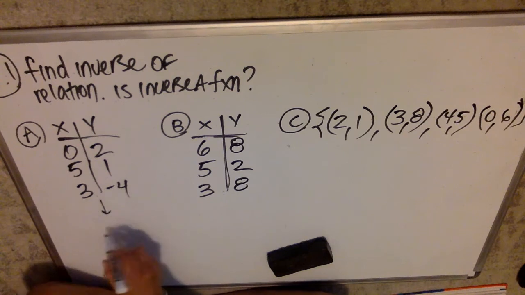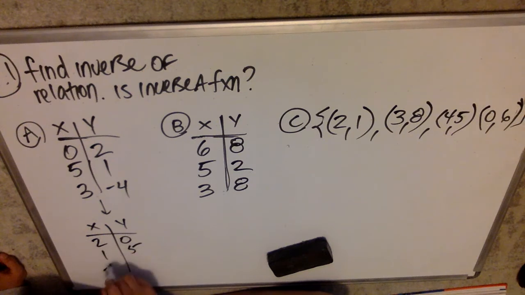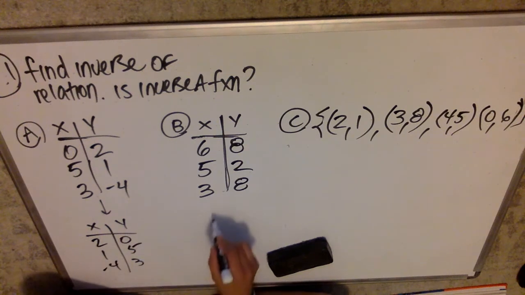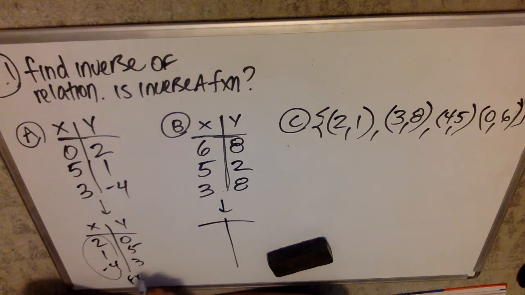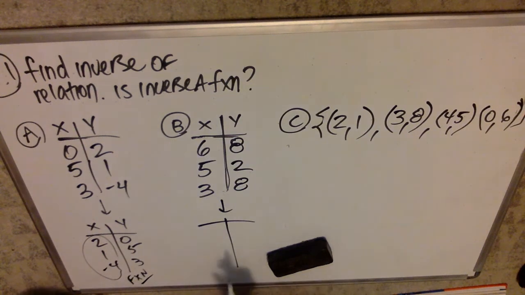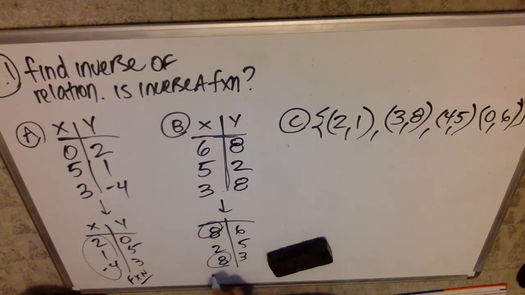So the inverse of this one is going to be 2, 0, 1, 5, negative 4, 3. I just switched the x's and the y's. The inverse of this one, and no repeats here, so this one's a function. The inverse here is going to be 8, 6, 2, 5, and 8, 3. The 8s repeat, so it's not a function.